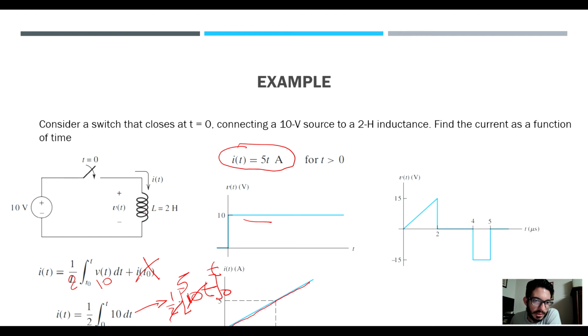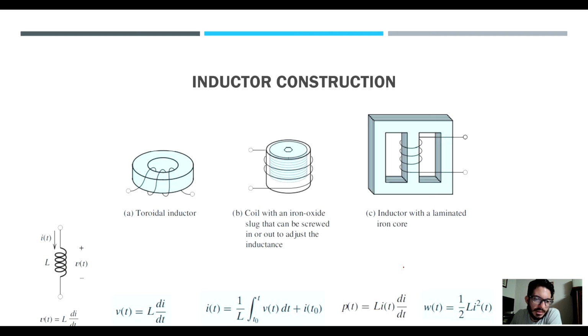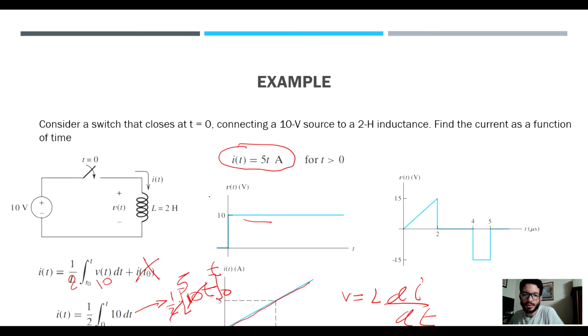If we were to build this circuit and measure experimentally, we should be able to get this slope with an oscilloscope. Now, if you want to find the voltage, it's even simpler because voltage equals L di/dt. So you simply have to differentiate that again. Let's see. Voltage is L di/dt, correct? So that's what we need to do.